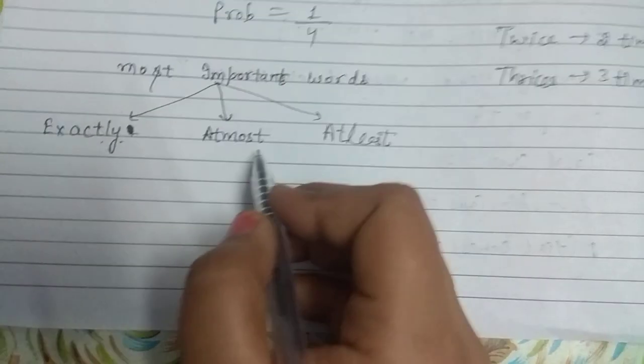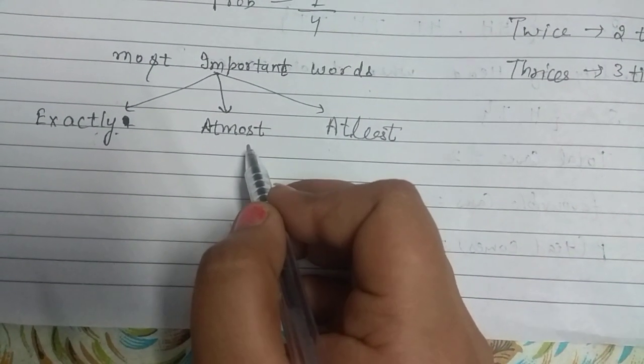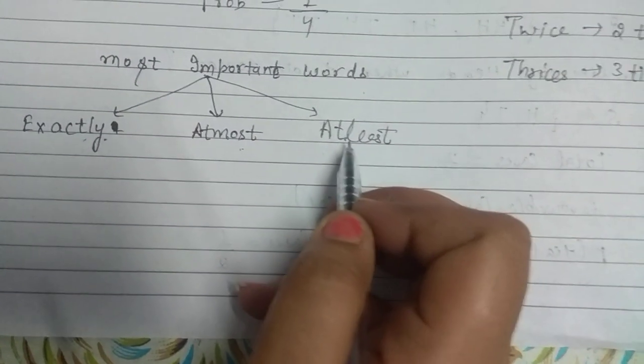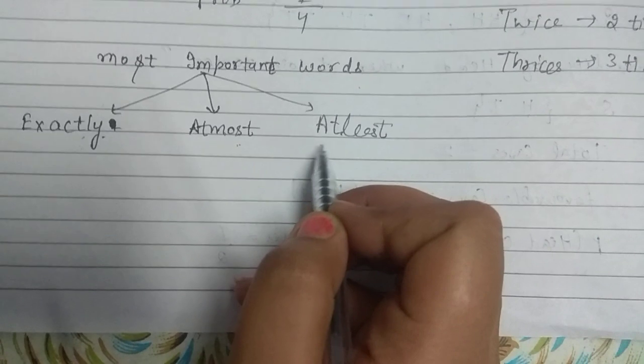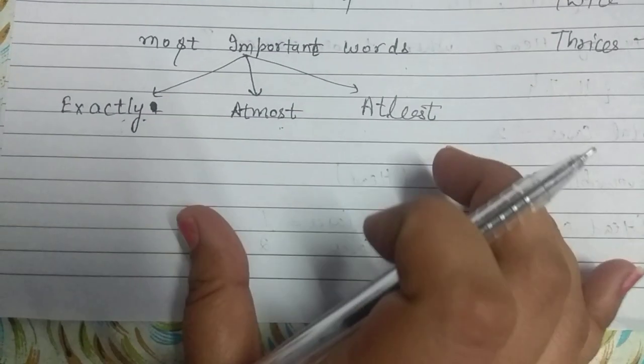At most: the number should be less than the number we are saying, or that number itself. At least, like at least 2, means 2 or more than 2. Clear? Now we have to do questions on the basis of these words.